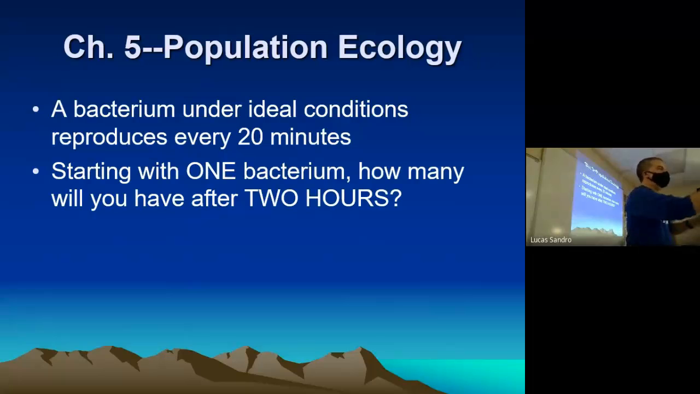Yeah, because it's not just this one divides and then the next one divides. They all divide every 20 minutes. So that 1 divides into 2, but then those 2 both divide in the next 20 minutes. So you are multiplying by 2 every 20 minutes. Go. I've already got it. Good, keep it. Let's see if everybody else can get there.